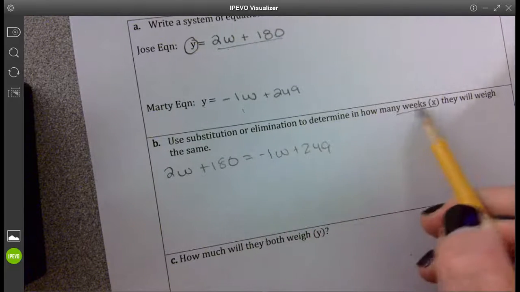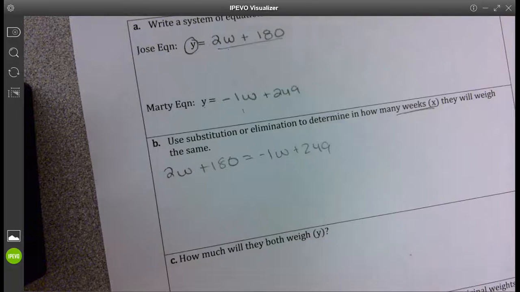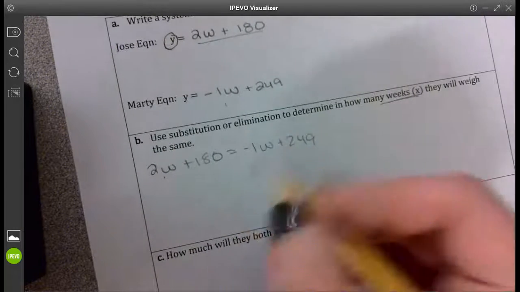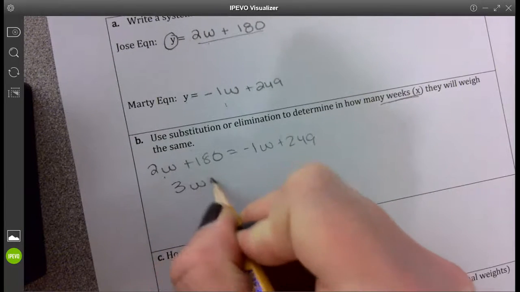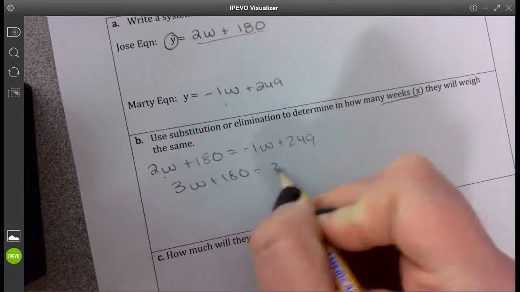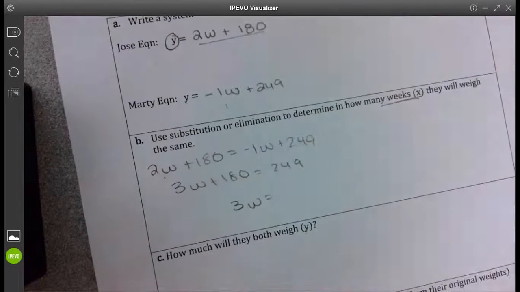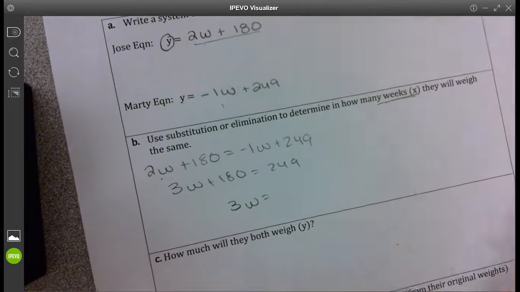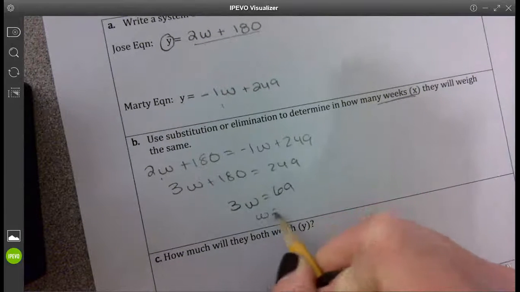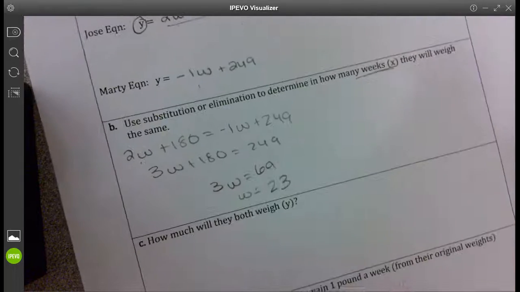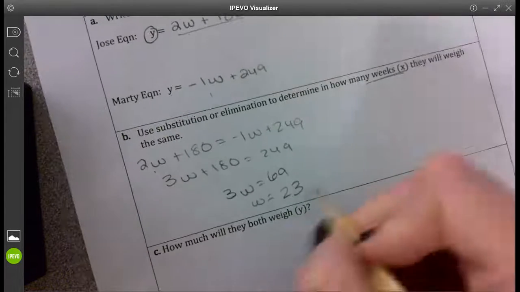It's to determine how many weeks. So we could have made x here, but weeks is x. So we're going to bring the 1 over here. We're going to subtract 180 here. And then we're going to divide by 3, and we're going to get 23. So it'll take 23 weeks.